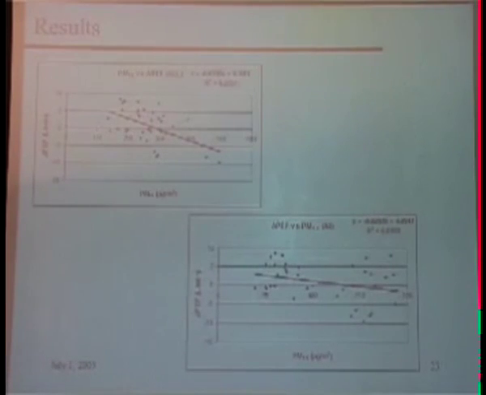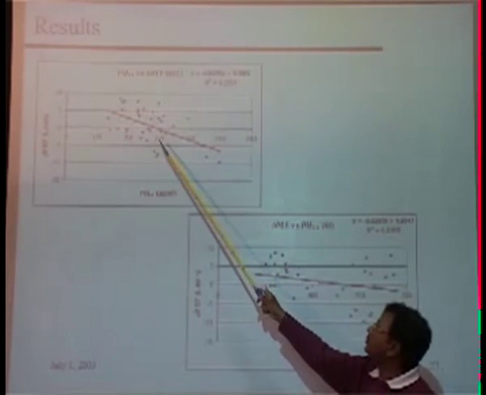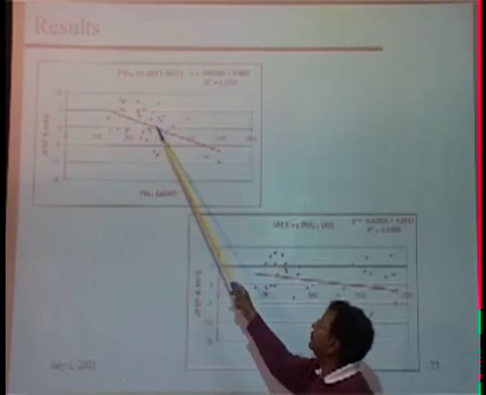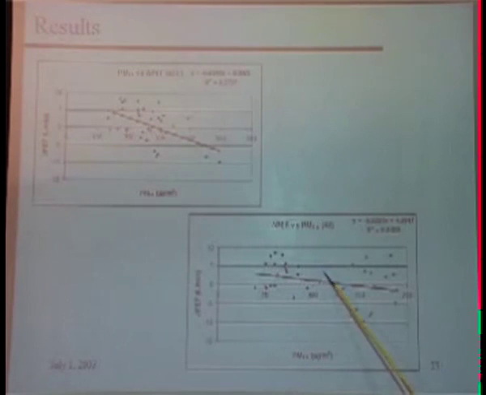This is a graphical presentation of how the PM10 was changing. As it was increasing, the performance in terms of PFR was decreasing. So it was not so significant for PM 2.5.